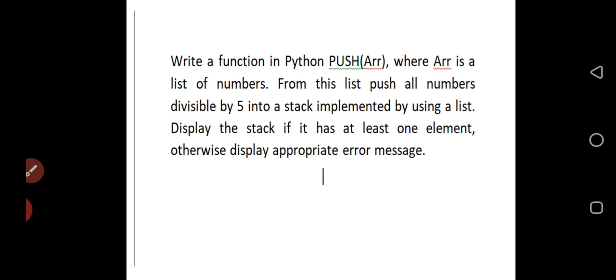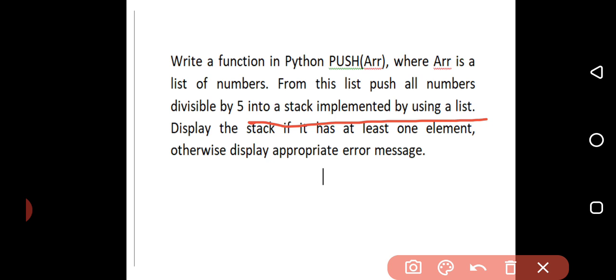Now what is going to happen? From that list, all the numbers which are divisible by 5 will be pushed into a stack, implemented by using a list. That is also a list, but it will implement the concept of a stack. Display the stack if it has at least one element. Otherwise, display an appropriate error message. Now, what is to be noticed is that it is a stack implemented by using the list.